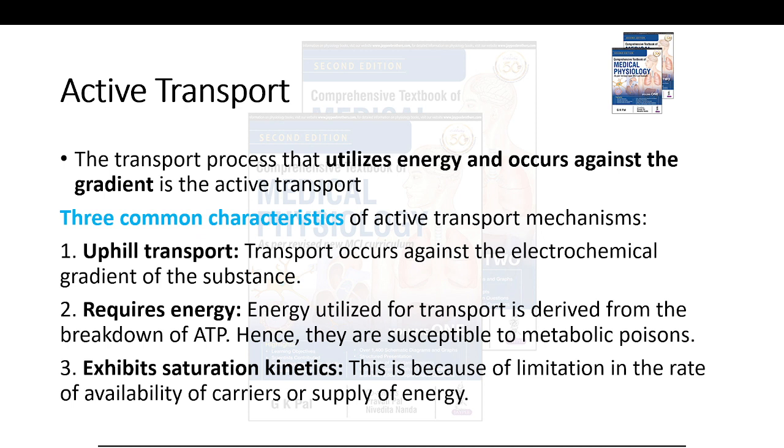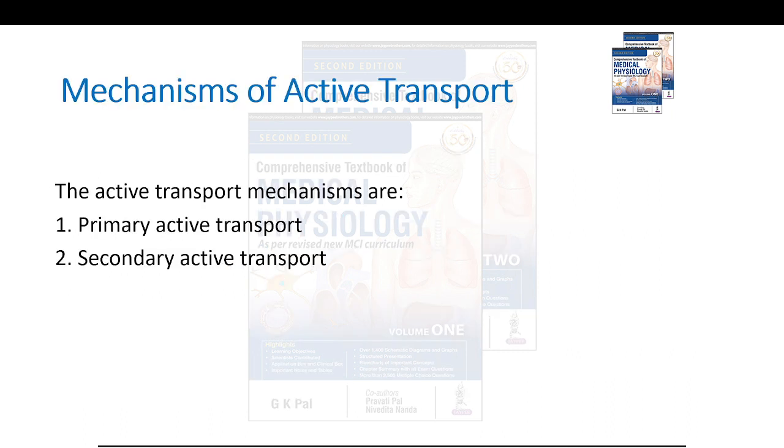So whatever solutes, like sodium, glucose, potassium, are transported across the semi-permeable membrane at the expense of energy and occur against the gradient, that is called active transport. We have three common characteristics of active transport. One is uphill transport. Two, it requires energy. The third one, it exhibits saturation kinetics.